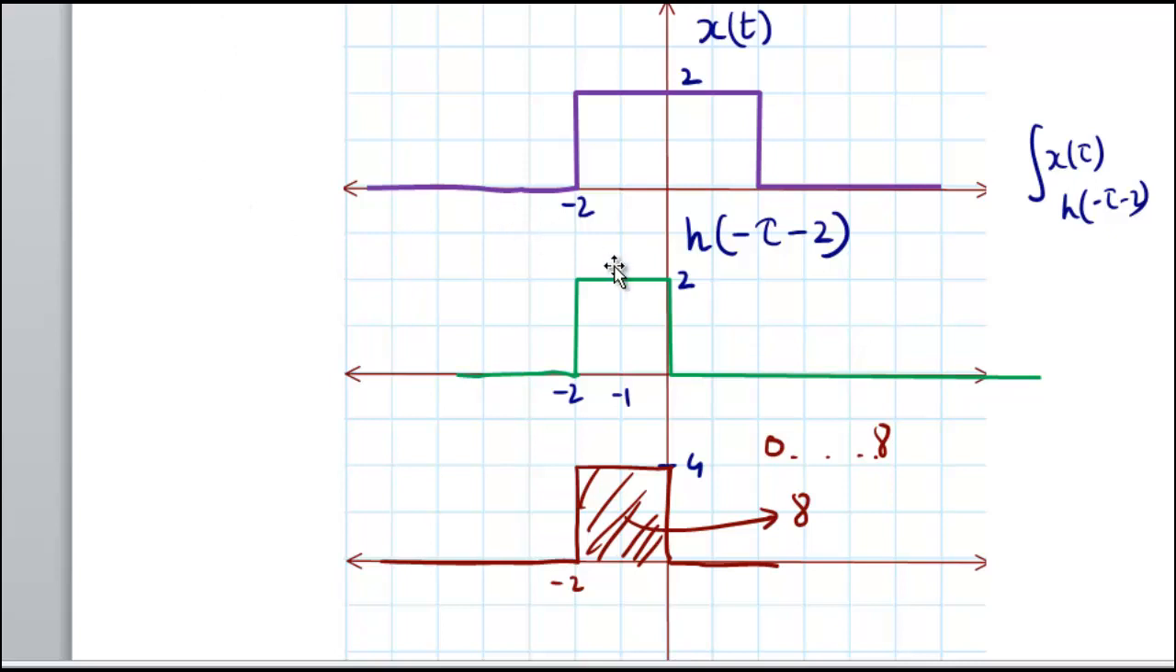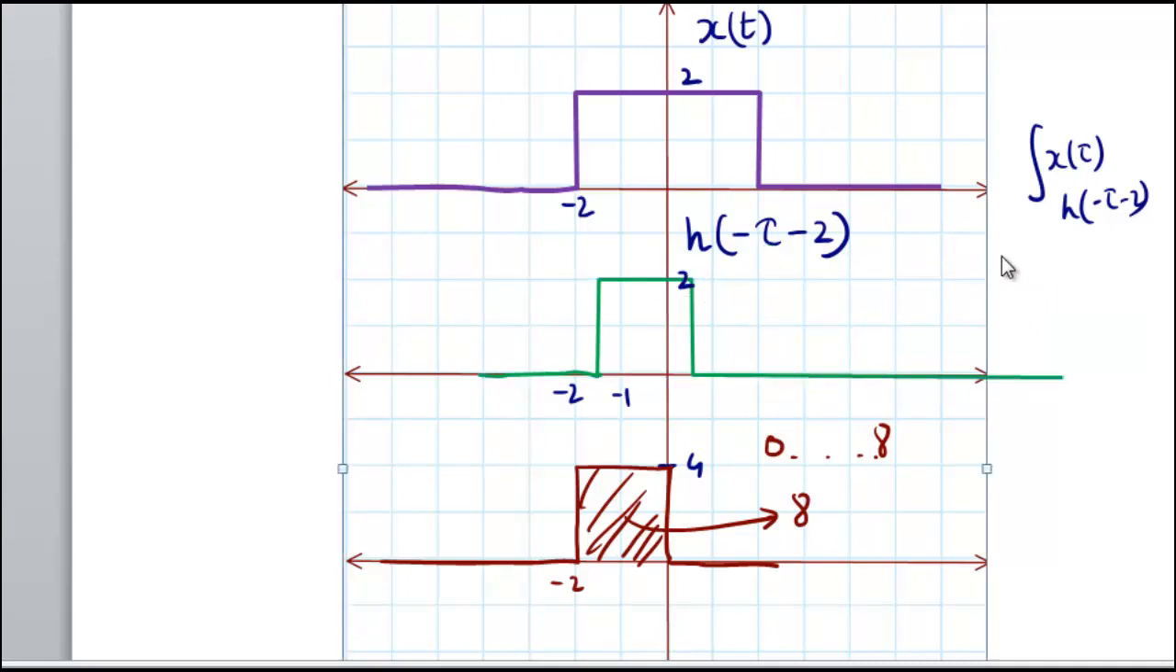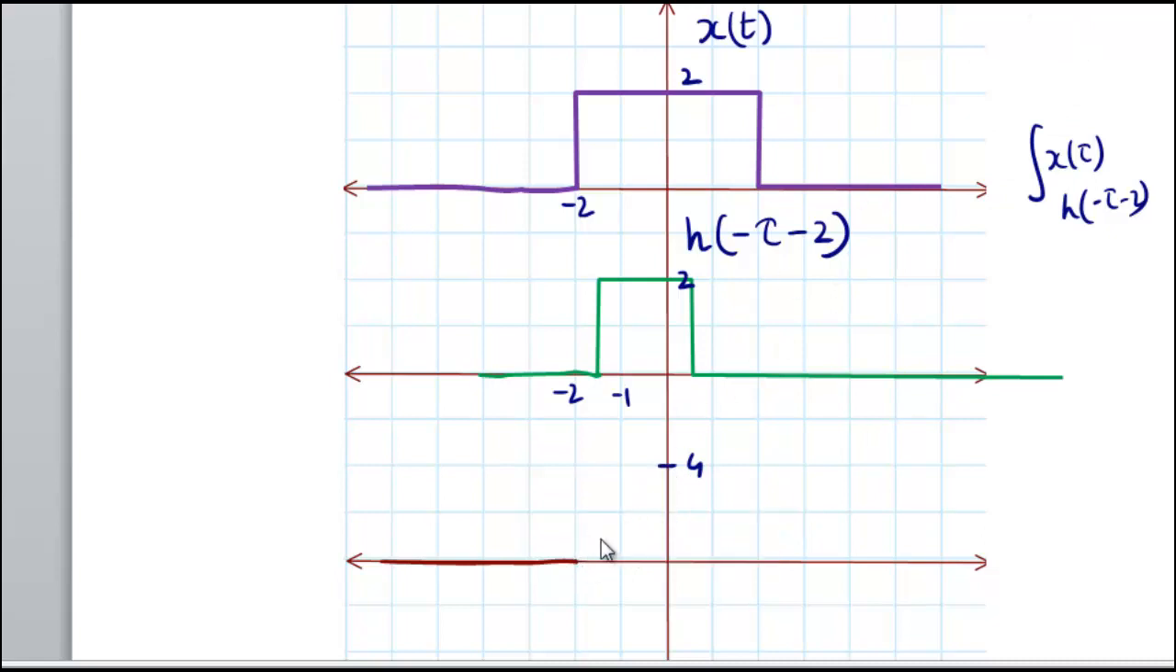Then when I move this signal further, whatever be the case, the area is going to be 8 only. Why? Because in this case, let me rub it. In this case, the signal will start from this point, go all the way up to 4, and remain like that up till here. And since this width is always equal to 2 and the height is always 4, the area is going to be 8.